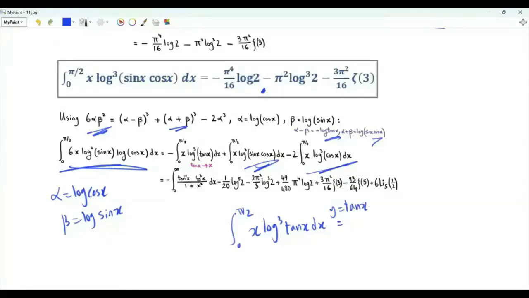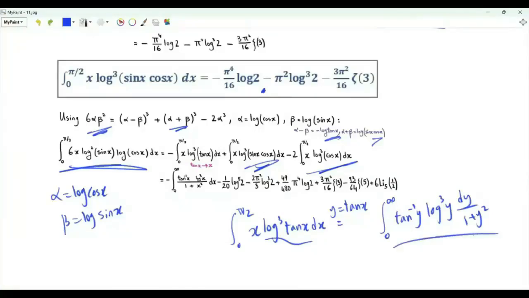Make the substitution y equal to tan x. When x is 0, y is 0. When x tends to pi over 2, y tends to infinity. x is the inverse tangent of y. This part becomes the cube of log y. dx is dy over 1 plus y squared. We are done once we evaluate this integral.